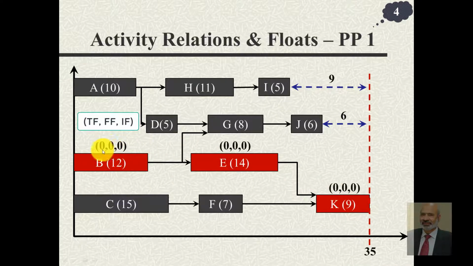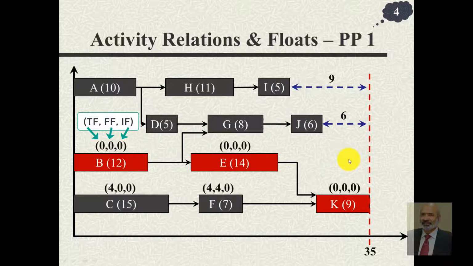Now you see these numbers in the brackets. The first digit here indicates the total float, the second one the free float, and then independent float. And the total, free and independent floats of all the activities on the critical path are 0. If you look at this path CFK, the overall time here is 35 days, K takes 9 days, so we are left with 26 days.